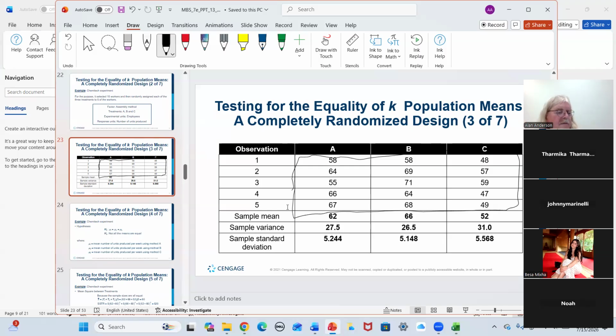All right, so enter those into your lists. We'll give you a minute to catch up, and then we'll do the ANOVA, and we'll see what we get compared to their results.